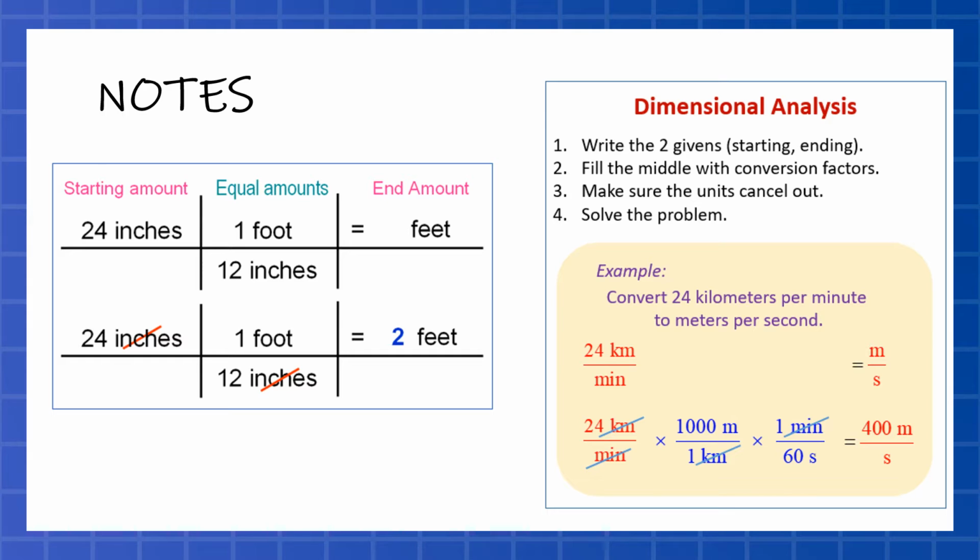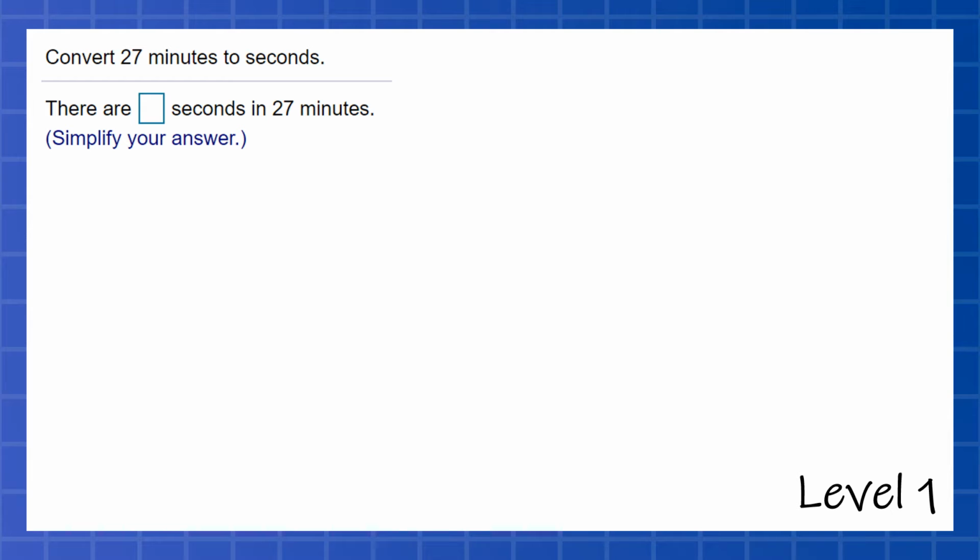Now, our goal with conversion factors is to cancel out the units, but each one of those factors should be equivalent on the top and bottom. In other words, 60 seconds is equivalent to 1 minute, so I can use it in the middle. 12 inches is equivalent to 1 foot, so I can use it in the middle as a conversion factor. First one is just to get us started here.